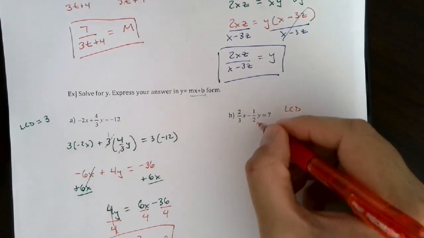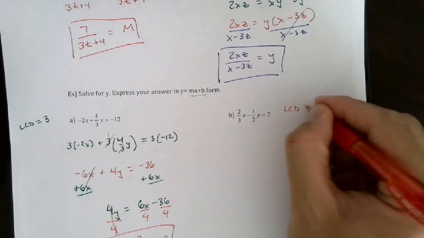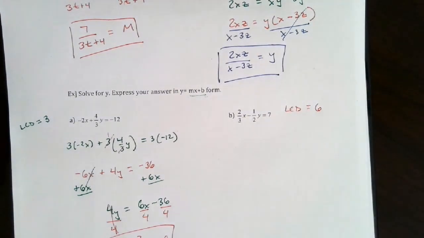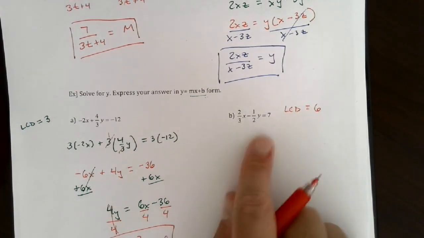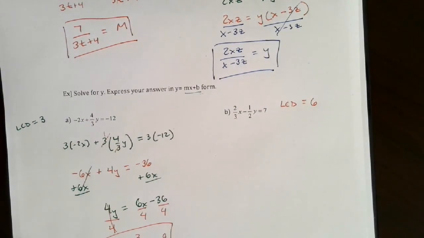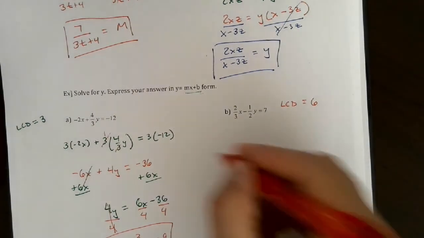the smallest number 3 and 2 both can go into evenly. Just 6. All right, so don't just use 3 or just use 2. It's not about what's in front of the y. It's really about, you need to clear all the fractions to make it easier to work with. So the LCD is 6, and I multiply it to every term.